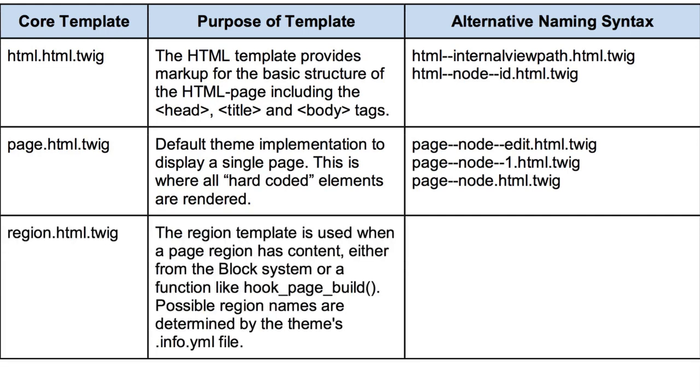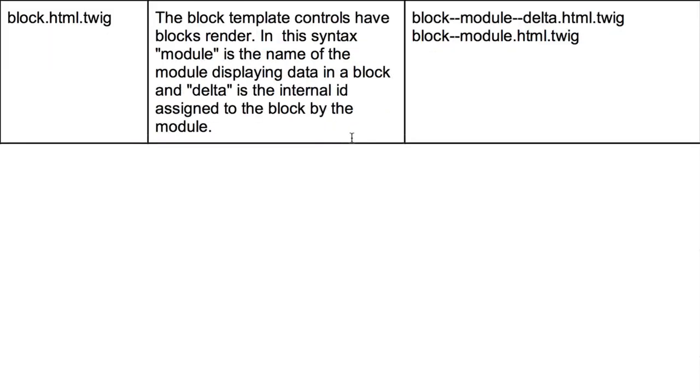Region.html.twig is used when a page region has content either from the block system or a function like hook page build. Now, functions are not something we're going to get into very much here. That's more of a module development course, but you should be aware of it. Block.html.twig. This is how the blocks get rendered. In this syntax, module is the name of the module displaying data in a block, and delta is the internal ID assigned to the block by the module. Once again, starting to get into a little bit of module development there, but again, you should be aware of it.